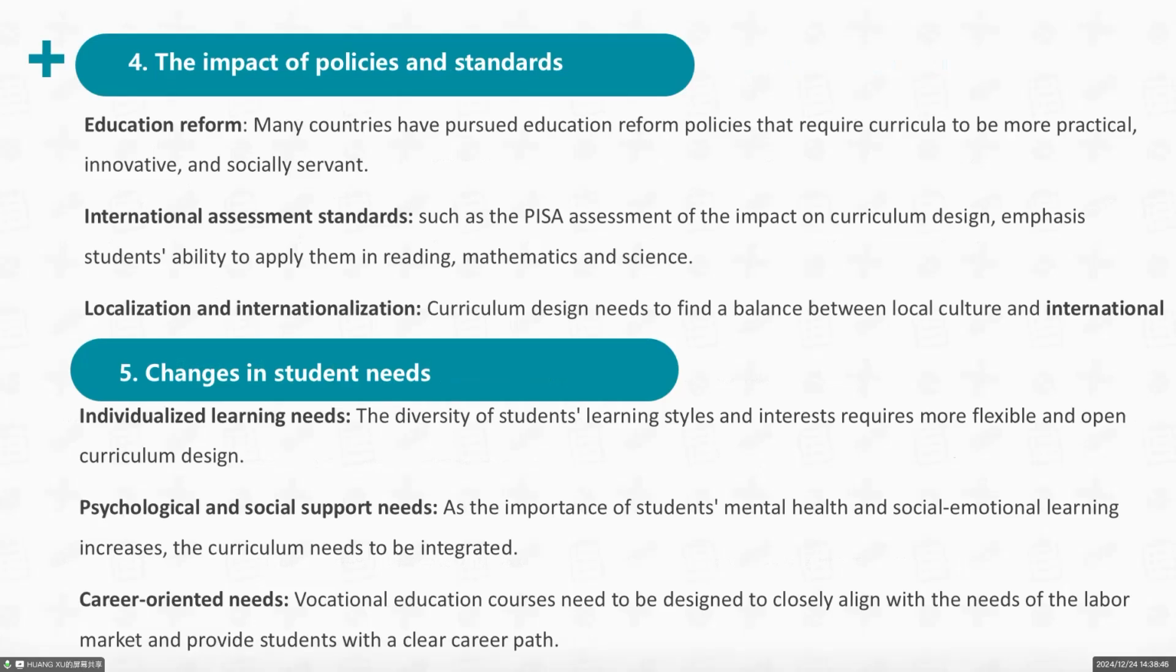Psychological and social support needs. As the importance of students' mental health and social emotional learning increases, the curriculum needs to integrate them. Career-oriented needs: vocational education courses need to be designed to closely align with the needs of the labor market and provide students with a clear career path.